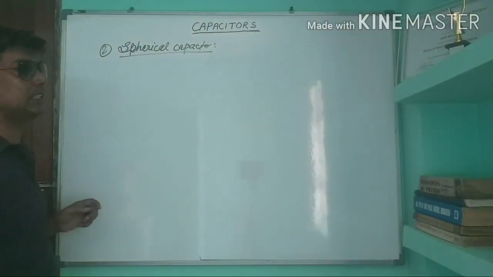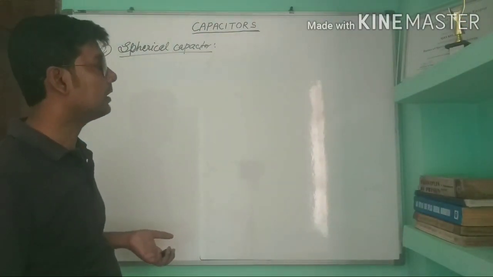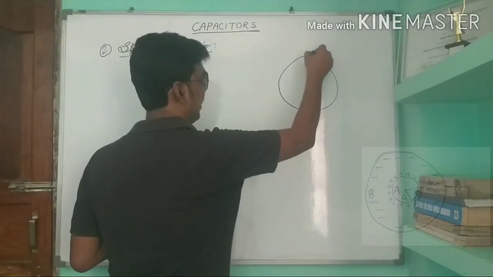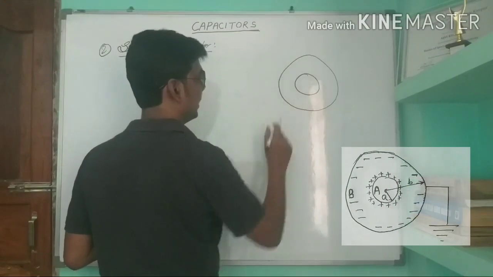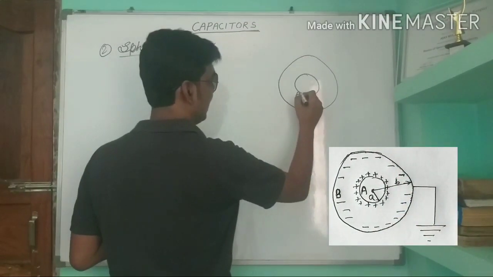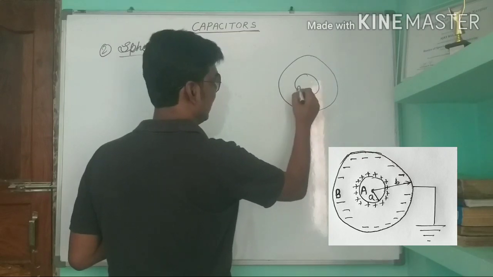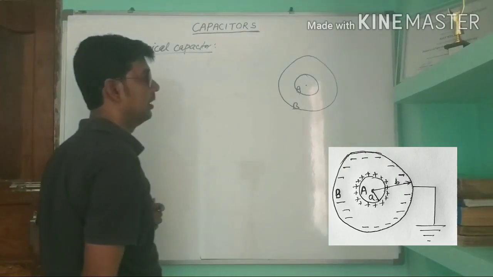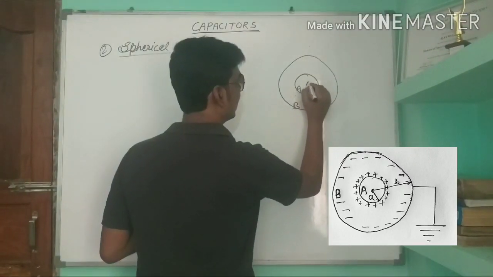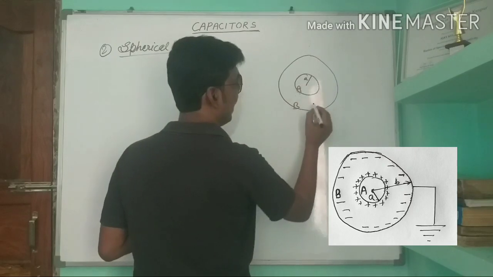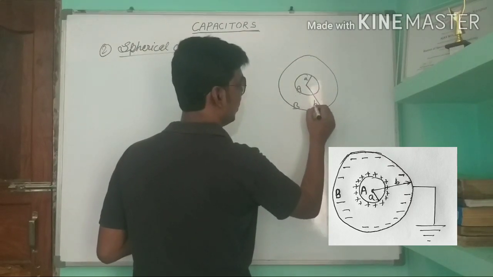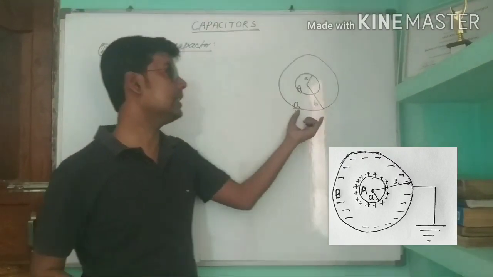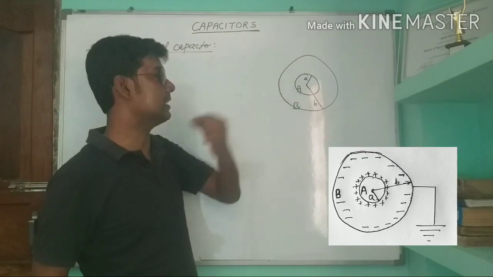Nowadays this spherical capacitor is not in that much use, but the construction is two spherical conductors. This is conductor A and this is conductor B. Both are concentric. Suppose the radius of this small one is a and the radius of this bigger sphere is B. Both are conductors and placed at some distance.